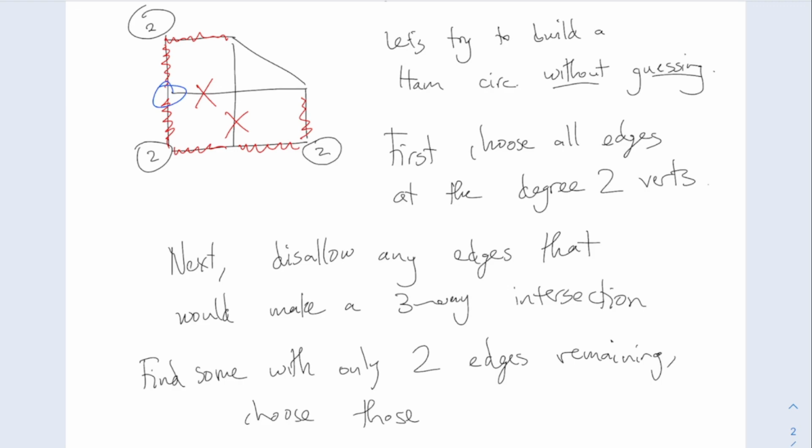Sometimes it can be a little bit more difficult. But in this case, this guy right in the middle, now at this point has only 2 options left, which means I must use those 2 options. So I can choose this edge and that edge. And now I'm completely done. I have the entire Hamilton circuit here without ever having guessed anything. That's the point of this, all right?